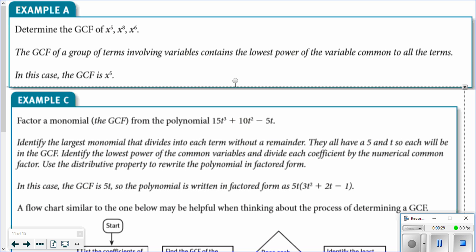When we're looking at variables, we want to look for the lowest power of the variable that's common to all the terms. So 5, 8, and 6, the lowest will be x to the 5th power. That's what they all have in common, or what they share.